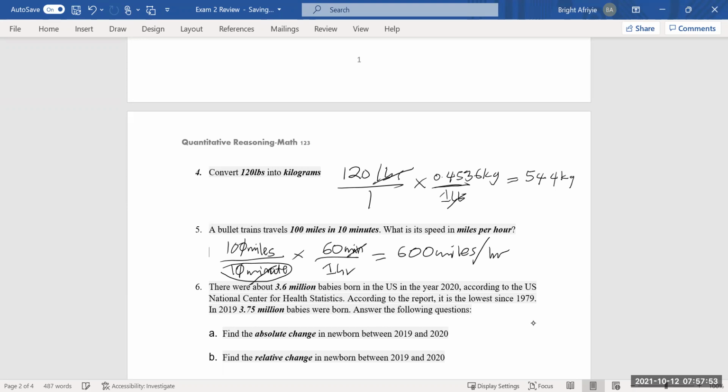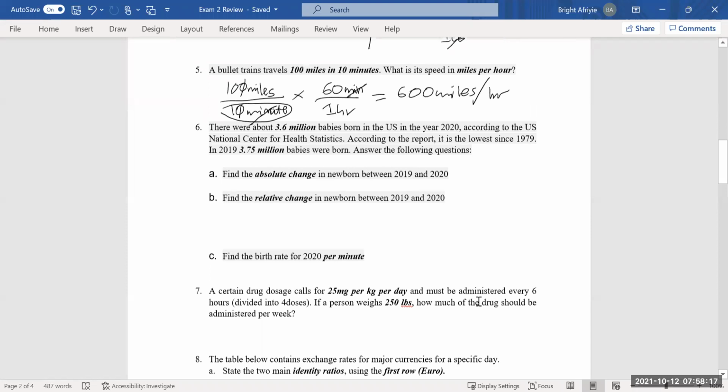Is that okay? So that's the speed of the bullet train that travels 100 miles in 10 minutes. So that's the speed of it in hours. So the bullet train travels 600 miles in an hour. Is that okay? All right, good. So that is for number 5. Now let's go to number 6.